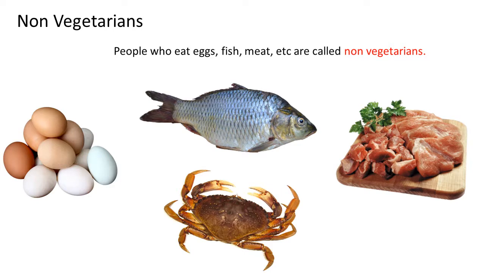Now, non-vegetarians: people who eat eggs, fish, meat, etc., are called non-vegetarians. Here you can see some examples. Fish is there, crab is there, meat is there, eggs are there. So when you eat all these things, you are called a non-vegetarian. Just like vegetarians means people who eat only plant food, and non-vegetarians means people who eat eggs, fish, meat, etc. All right.